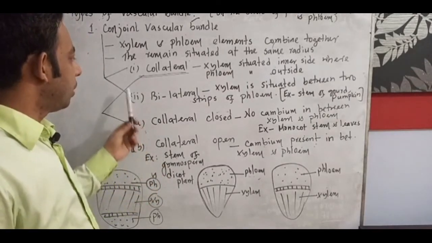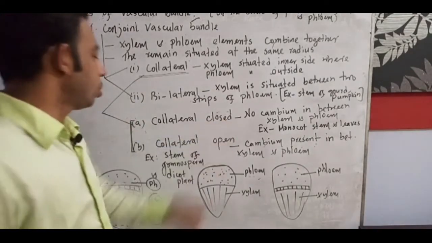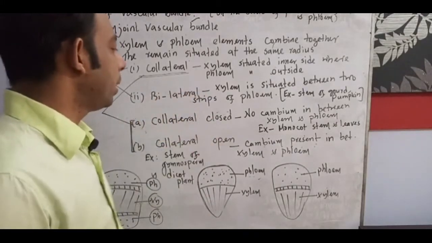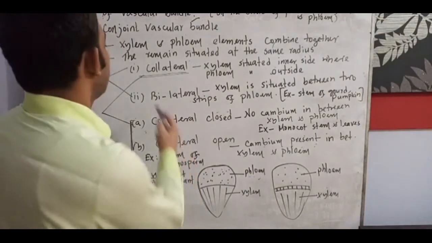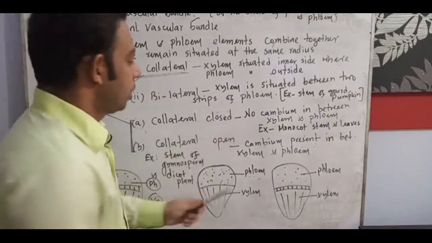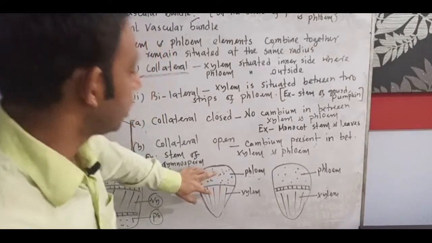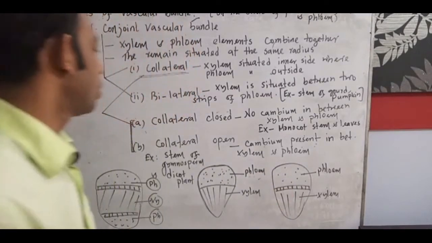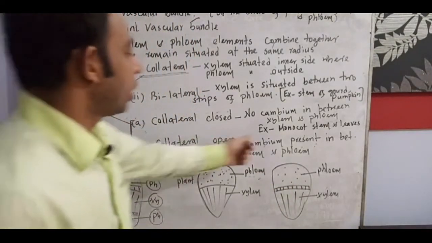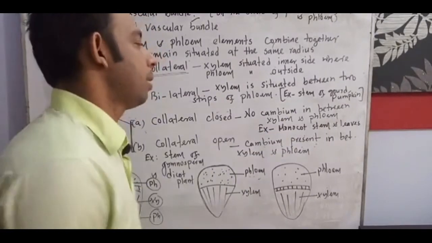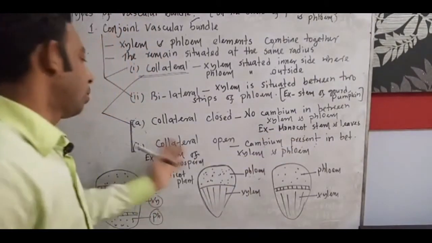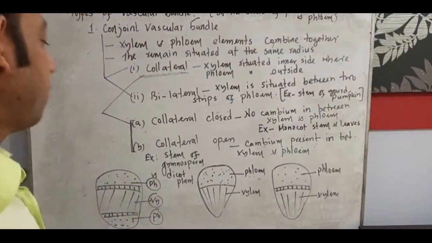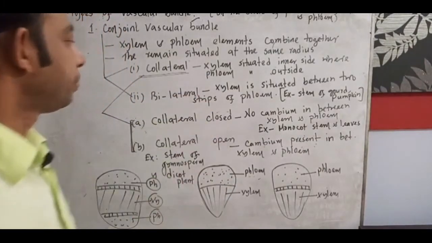One is the collateral closed, another one is the collateral open. So collateral closed and collateral open are different. If there is no cambium between xylem and phloem, that is the collateral closed, and if there is cambium in between xylem and phloem, that is the collateral open. For collateral closed, we have given examples: monocot stem and leaves. For collateral open, we give the example of the stem of gymnosperm and dicot plants. And another one is the bilateral.